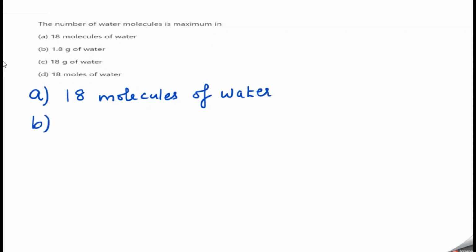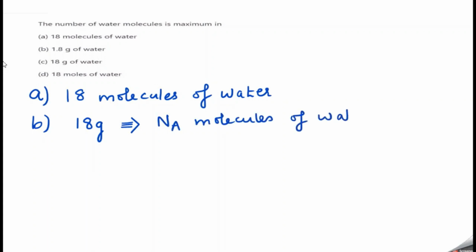1.8 gram of water. So we need to convert this into number of molecules. As per our standard formula, we know that 18 gram of water, that is the molecular mass of water, will have Avogadro number of molecules of water.